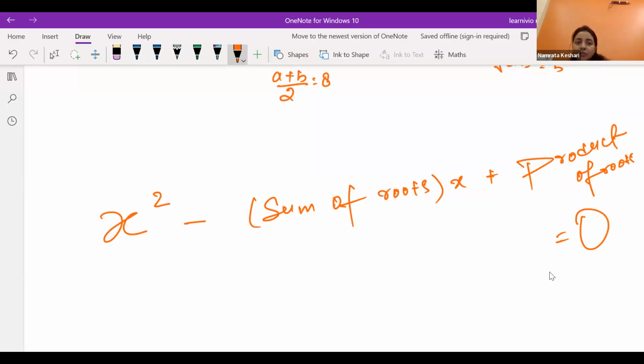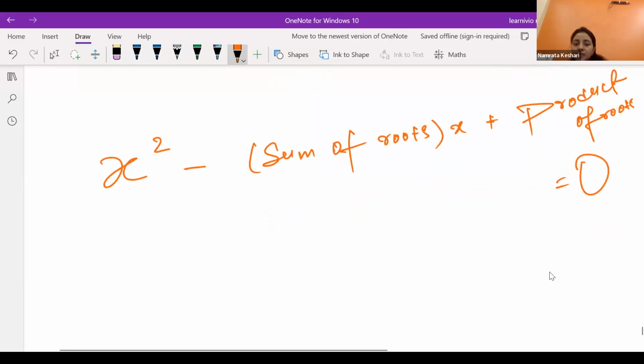क्वाड्रेटिक पॉलिनोमियल फ्रेम करने का कोई रूल पढ़ा था लास्ट क्लास में? Have you learned any rule for framing the quadratic polynomial? Yes or no, Ali and Alina? हाँ या ना? Yeah, ma'am. Sum of the root, product of the root, you can know, ma'am.